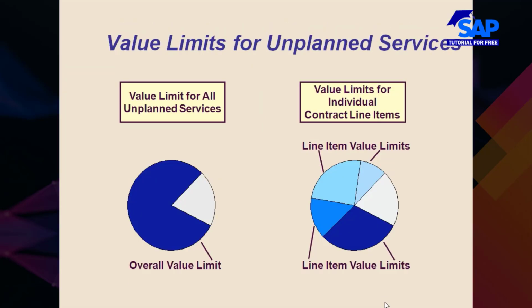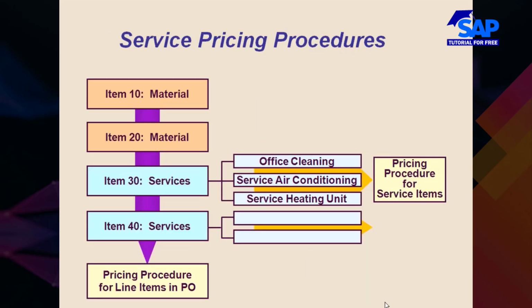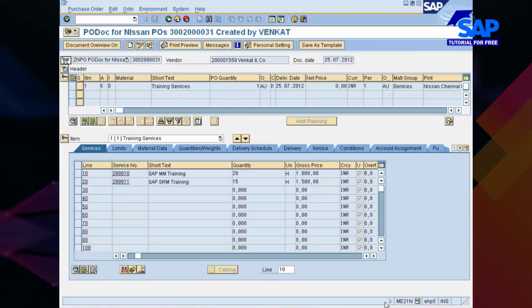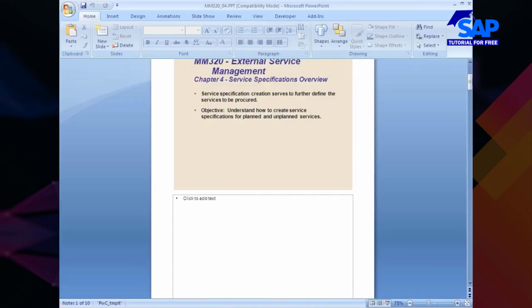Okay, and then we have discussed value limits for unplanned services. I have already shown you the limits in case of unplanned services where the service specifications are not known until they are performed. So for such services we have to use limit item. We have to specify the overall limit and expected limit for those services. Okay, and then the service pricing procedure. At this point of time, let's go and have a look at configurations.